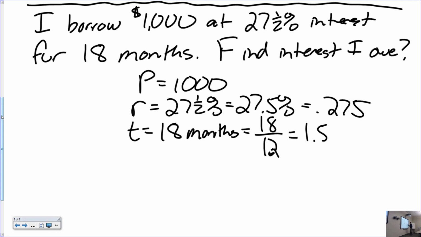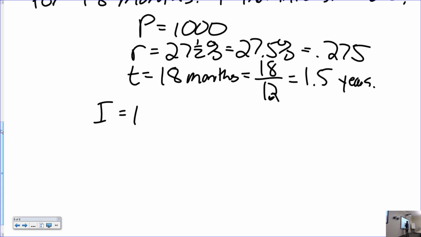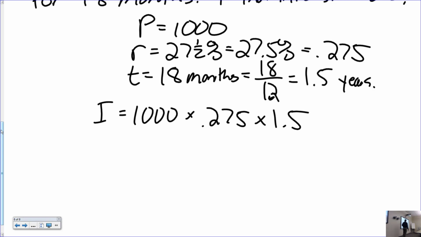In this case, that's a nice number. I borrowed it for 1.5 years. And now you can just crank it out, right? So I is going to be 1,000 times 0.275 times 1.5. $412.50.